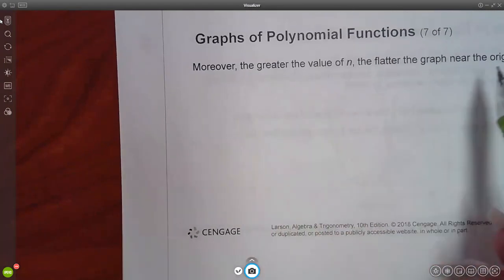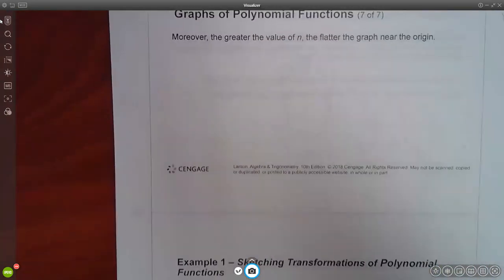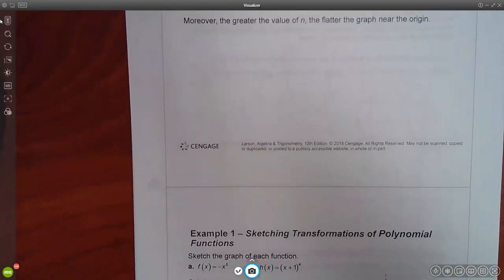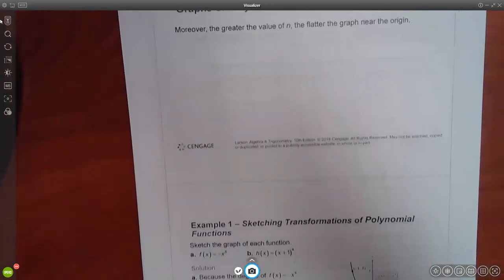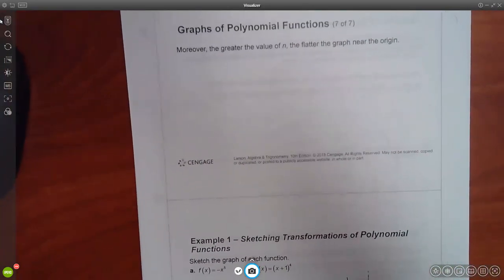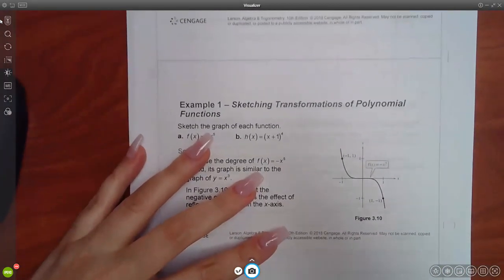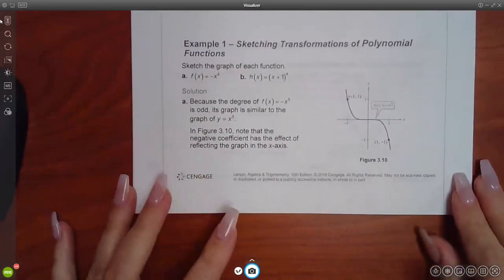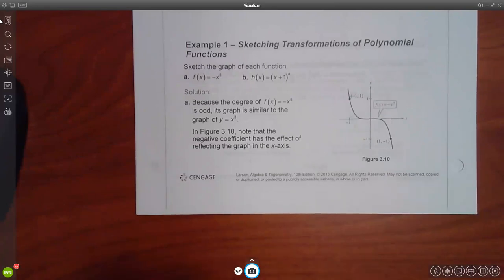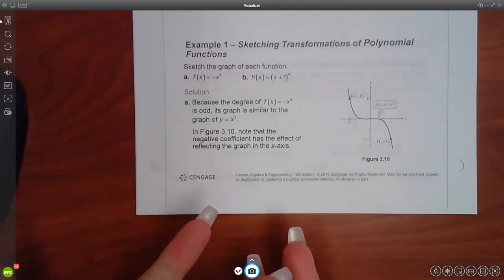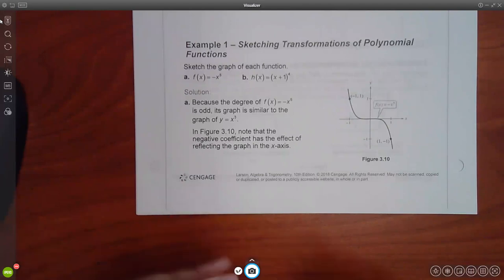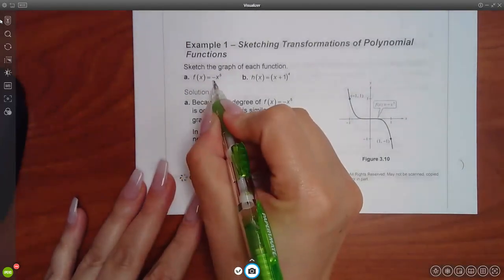And then this is just literally saying what I just said. So the greater that exponent gets, the flatter the graph is going to look next to that origin, okay? Why does it look weird? Okay, there we go. So for this, it says sketch the graph of each function. And so they have some basic transformations in there, right? What does the negative do to the graph?